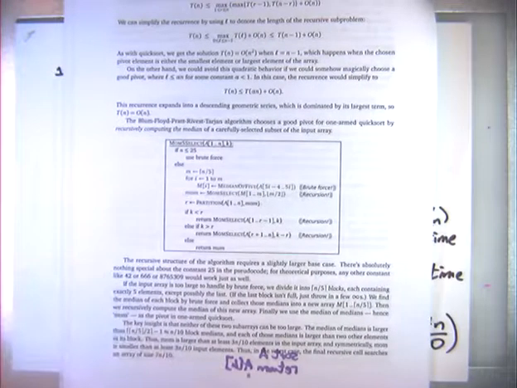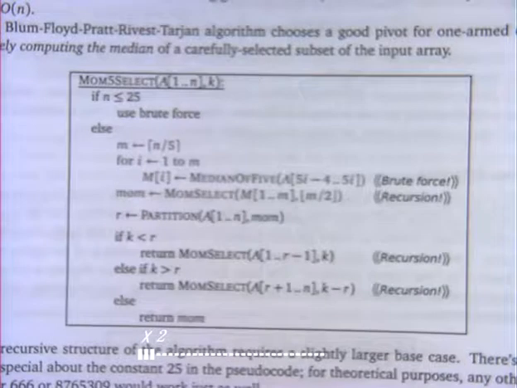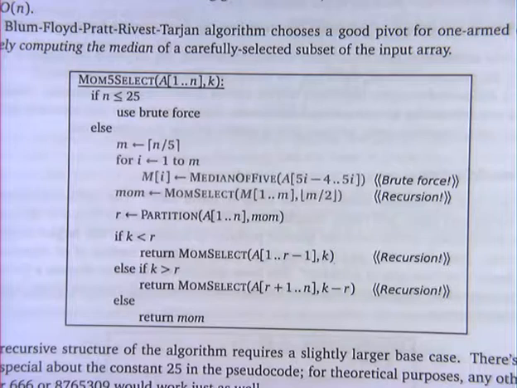let's look at the code here. The part where I split it into 5 by n over 5, what I'm really going to do is look at every consecutive chunk of 5 things in the input array, pick out the median, and put it in a different array. That's the array that I thought of as the middle row. And then I'm going to select the median of that array of medians. And then I'm going to use that value as my partition element for one-armed quicksort.